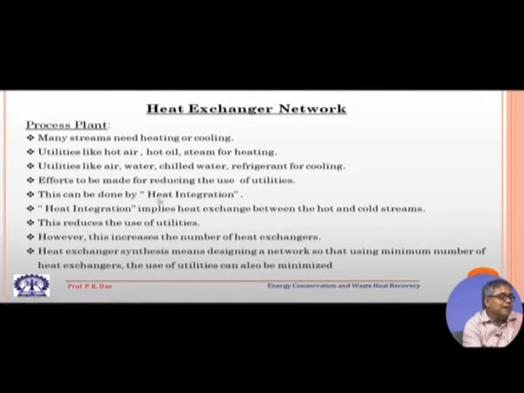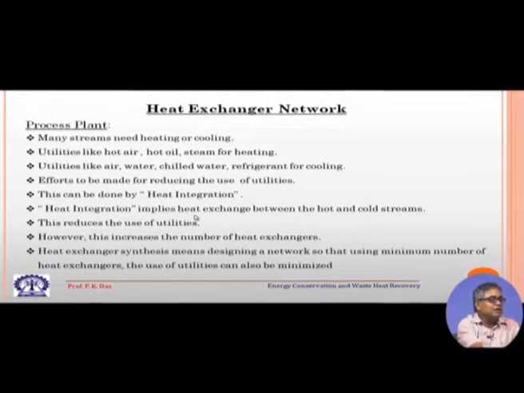Efforts are made for reducing the use of utilities. This can be done by heat integration. Heat integration is a very common technical term which is used in chemical engineering. Heat integration means utilization of thermal energy in a particular plant in a proper fashion. If cooling is needed, we have to see whether we can do this cooling internally without taking any cold utility. If heating is needed, we have to see whether we can do the heating again internally without paying money for the hot utility. So, this is called heat integration.